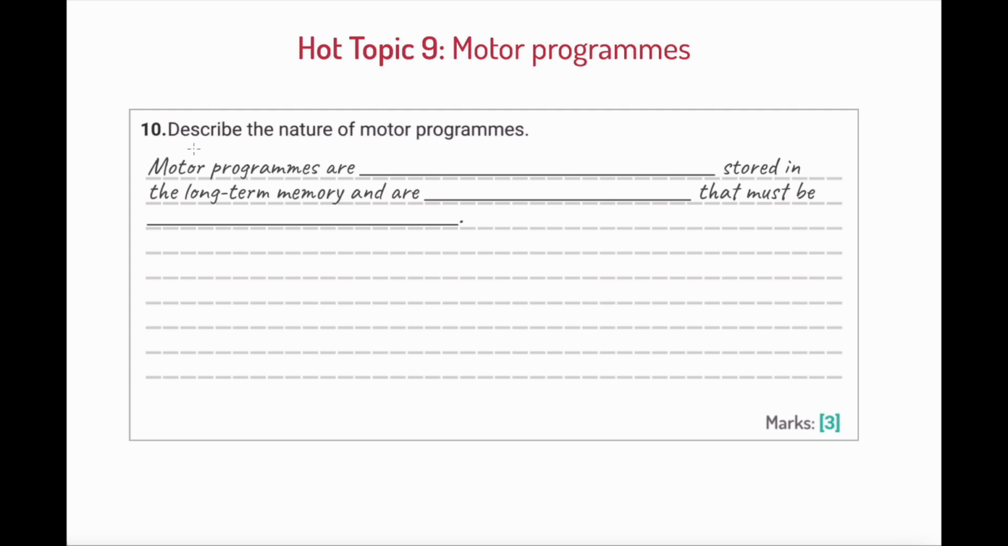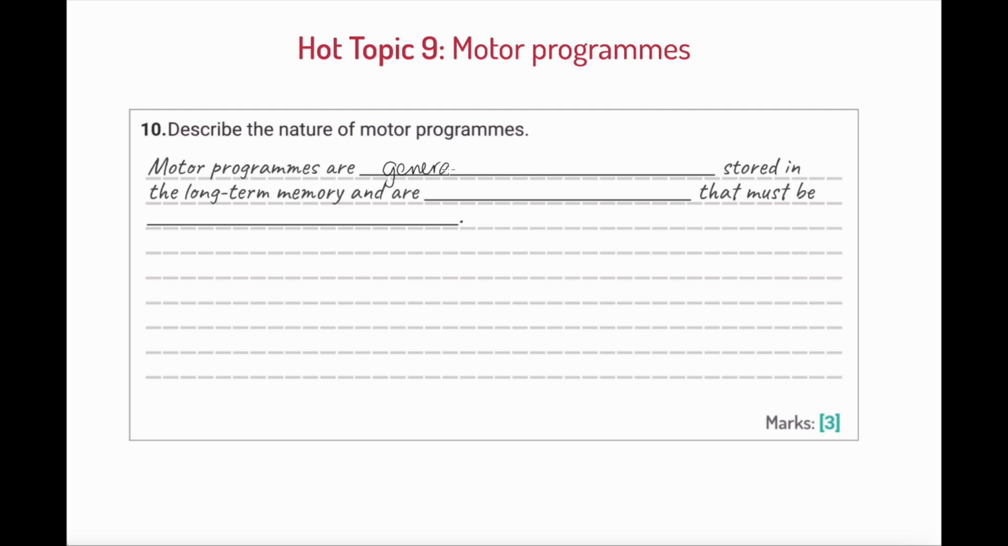So we've got a description question here. When we describe something, we tend to say what it is, what it's like, what it has, what its construction is. So let's have a look at what we've got here. Motor programs are, we're describing what it is. In this case, motor programs are generalized movement patterns.